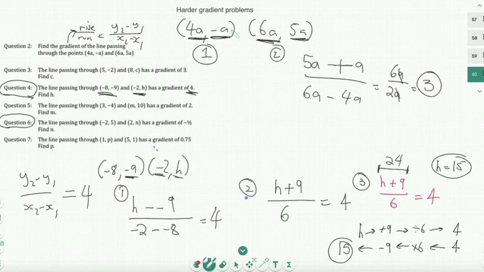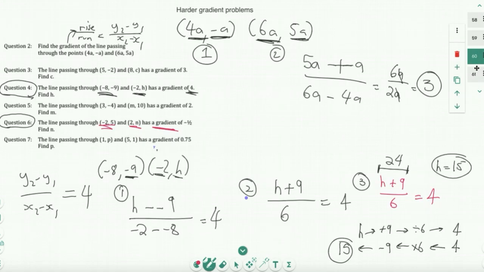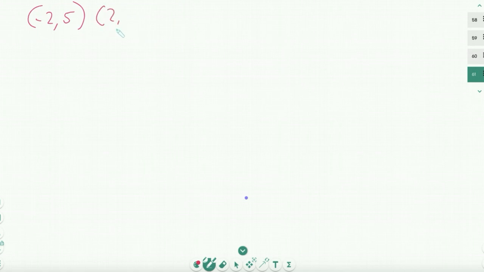So the line passing through negative 2, 5, and 2, n has a gradient of negative half. Find n. Well, we're given two coordinates, and I'm given the gradient. So as soon as I see the word gradient, I know I might have to use this formula. Let's see what's on the next page. So it's negative 2, 5, and 2, n. And the gradient is equal to negative half. So I have two coordinates. Let's use our y2 minus y1 over x2 minus x1.